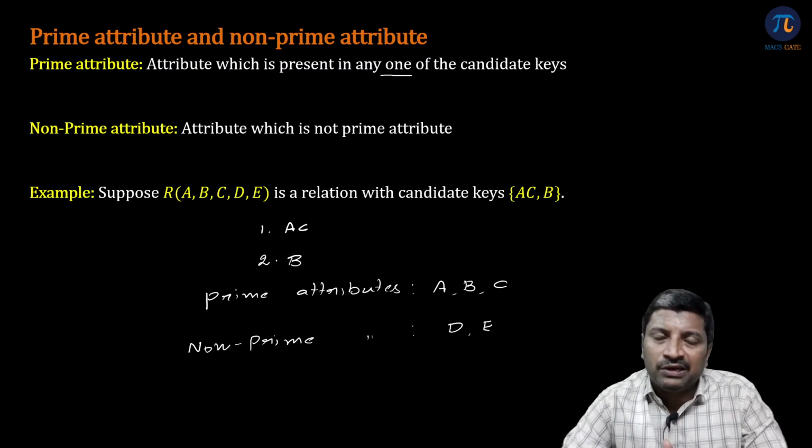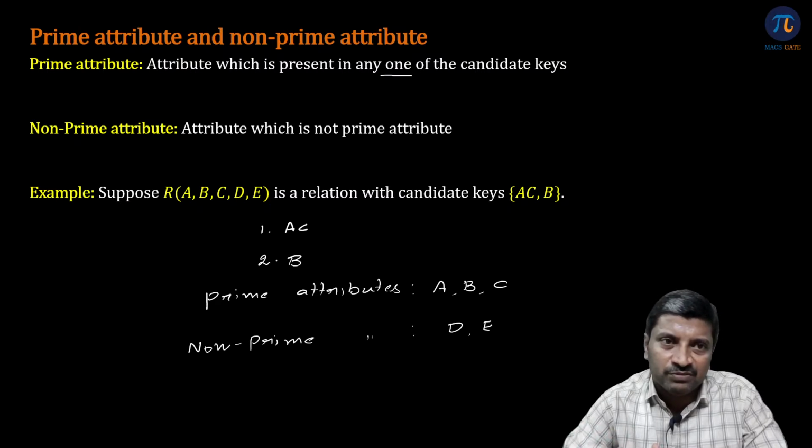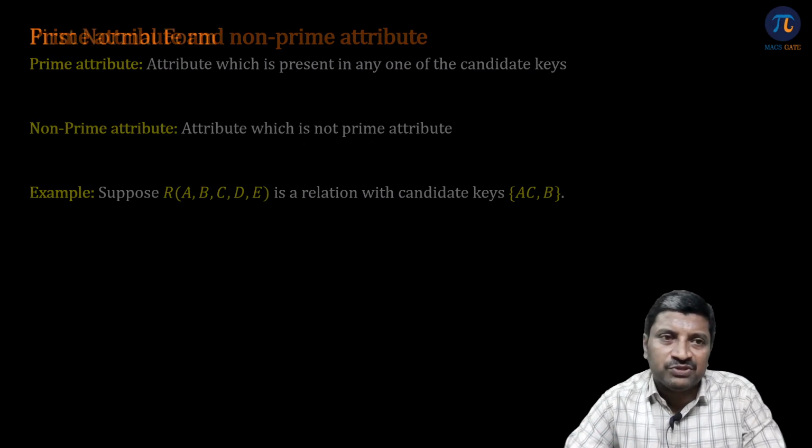As we know, a relation can have many candidate keys. Out of all the candidate keys, generally we select one of them as the primary key. So we need to know what a candidate key, a prime attribute and a non-prime attribute are to continue the discussion of normal forms. So let us start the normal forms.